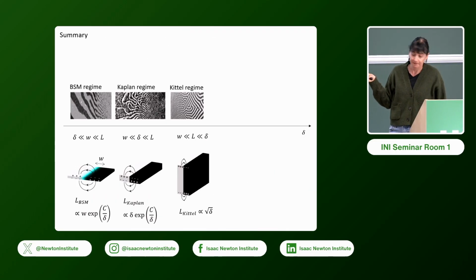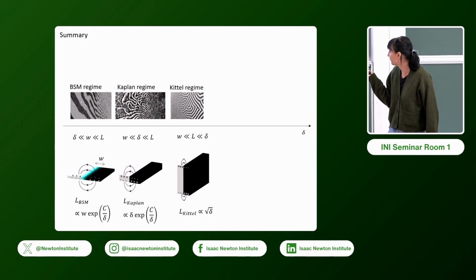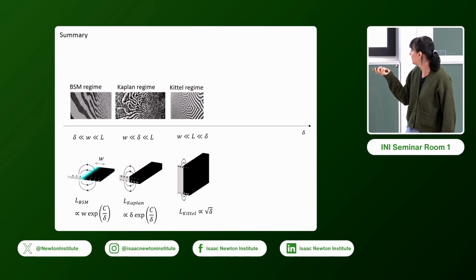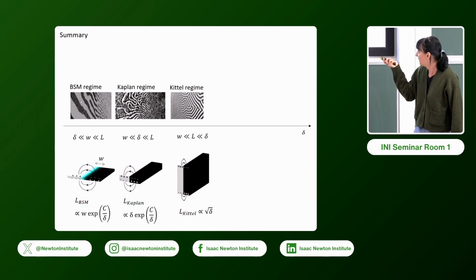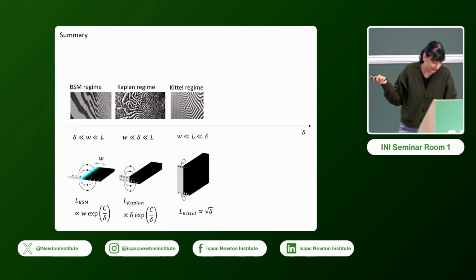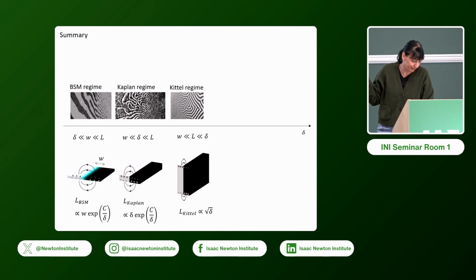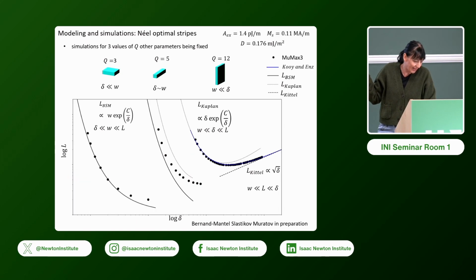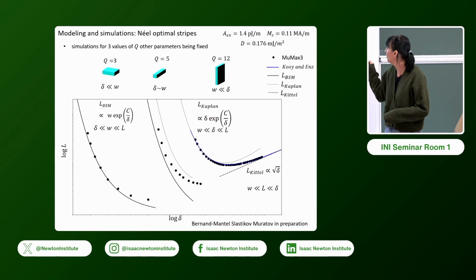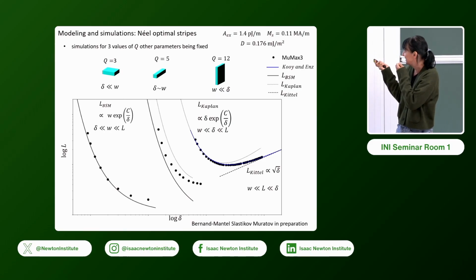Okay, so here is a summary. We have now these three regimes, and I call this regime PSM because we were the first to come up with the correct prefactor. It's a bit presumptuous, but okay. And now I can put together all these formulas in a single graph.